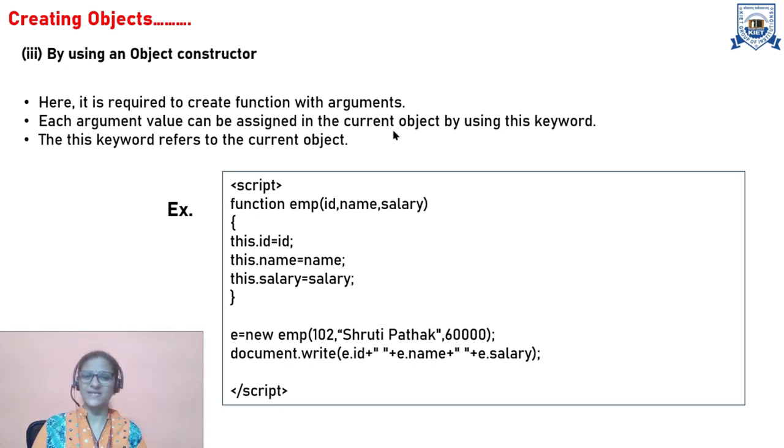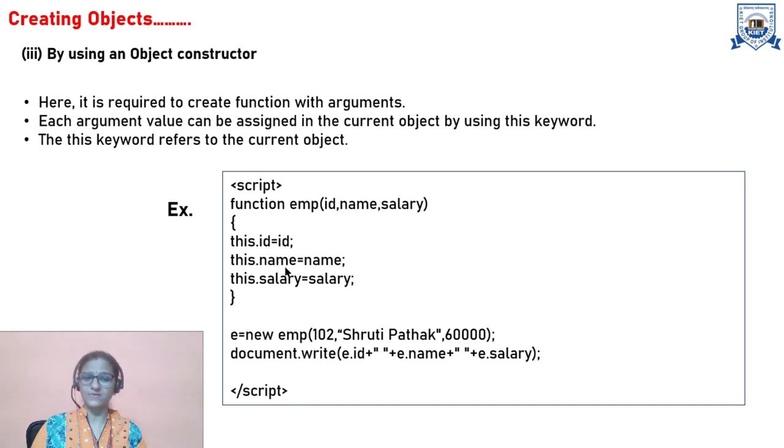Here it is required to create a function with arguments. Each argument value can be assigned in the current object by using the this keyword, because this keyword refers to the current object. So this way we made the function, because with the help of the function we can create this object in this manner, the function emp. So here emp, and then we have provided these three properties or three attributes.